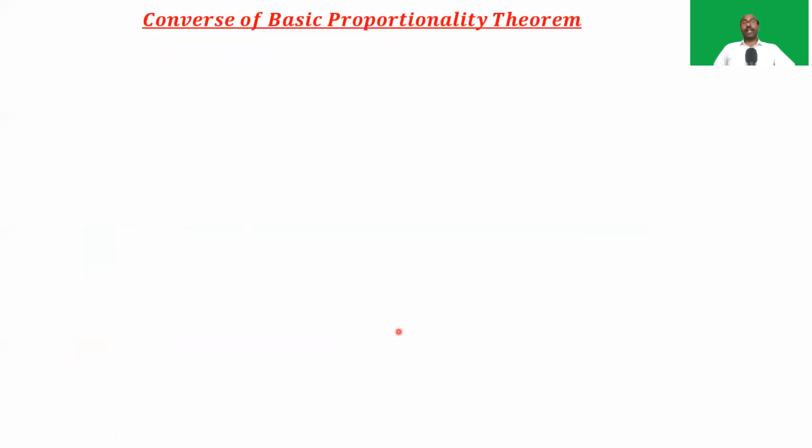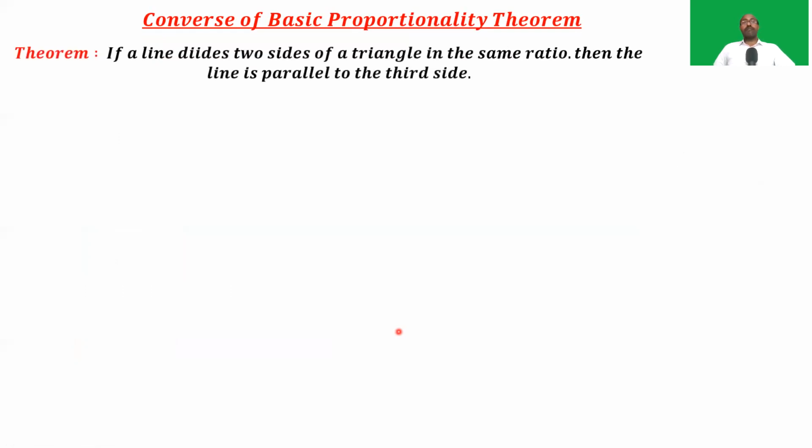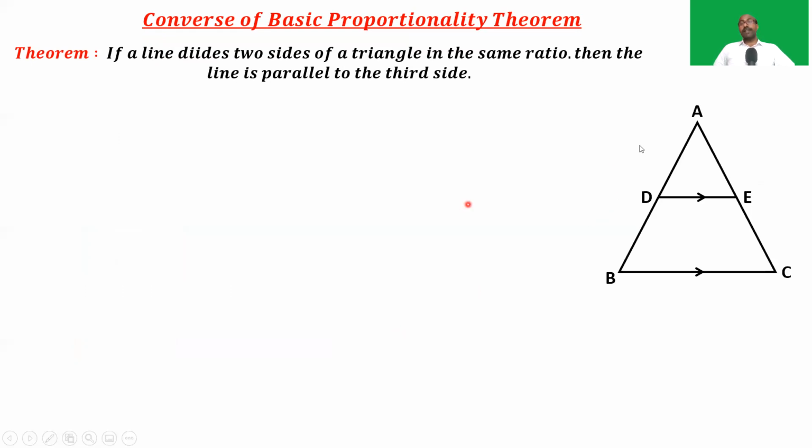And let us see the converse of the basic proportionality theorem. The converse is: if a line divides two sides of a triangle in the same ratio, then the line is parallel to the third side, like this. That is, if DE divides such that AD by DB is equal to AE by EC, then DE is parallel to BC. This is the converse of the basic proportionality theorem.